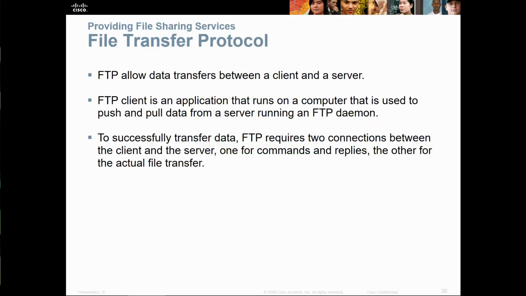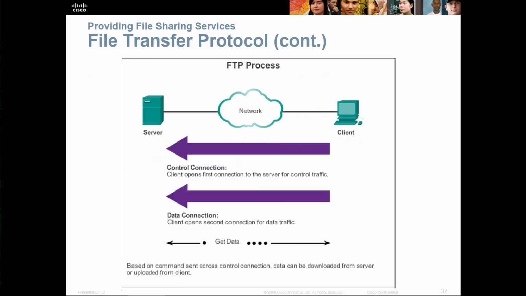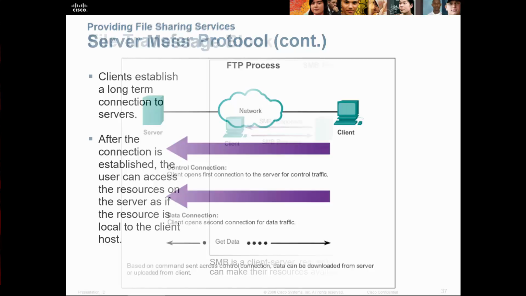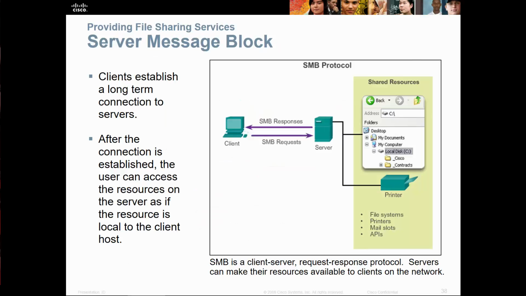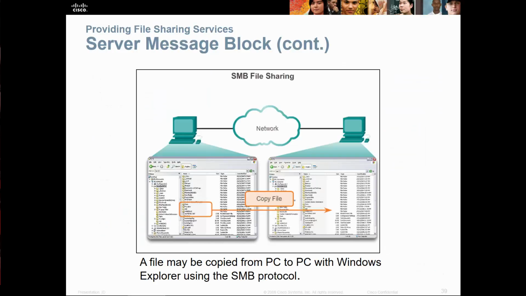Another common one is FTP. That's being able to transfer files between clients. The client will connect to the server, and then the server will send the data that it needs. SMB, or Server Message Block, is normally how we map resources. SMB is normally a client-server or request-response protocol, so the servers can make their resources available to clients on the network as they require. Things like browsing shares to copy files.